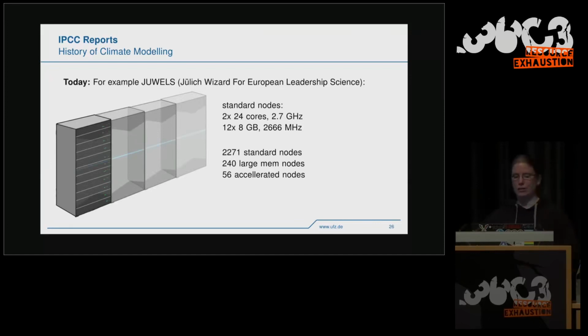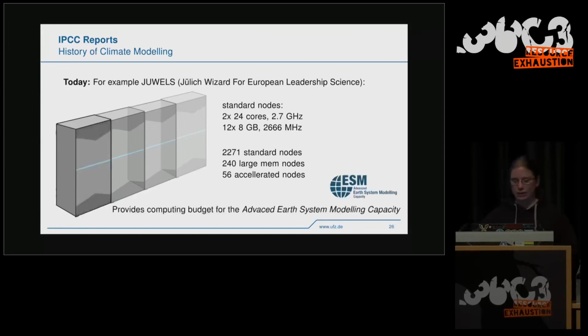And so there are in total 2,271 standard nodes, 240 large memory nodes, and 56 accelerated nodes having something like GPUs. And I tell you about JULES not because it's the fastest, actually it's maybe the 30th. Not even because it's the fastest in Germany. It was when it was built, but that's a while ago. But I told you about that because JULES provides actually a computing budget for the ESM project, the Advanced Earth System Modeling Capacity, and so there are actually Earth system models run on that machine.